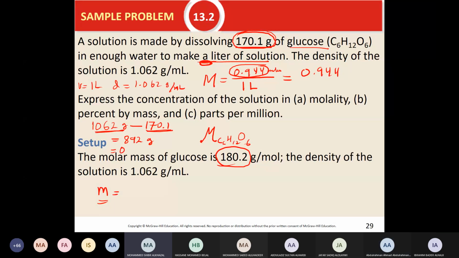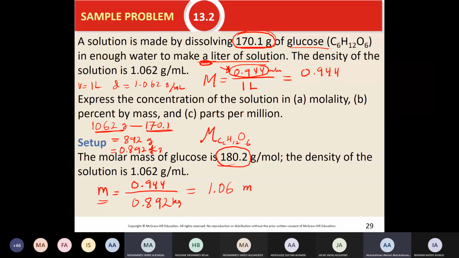What do we do next? Change it to kilograms, divided by 1000. Now, what's the molality? You divide what? The number of moles of solute, calculated here, divided by the kilograms of solvent. And what's the answer, quickly? 1.06.